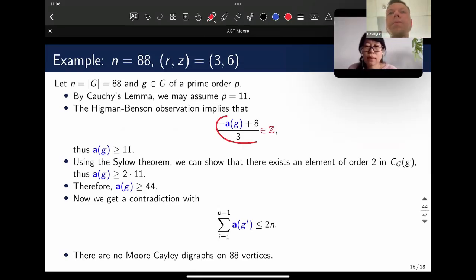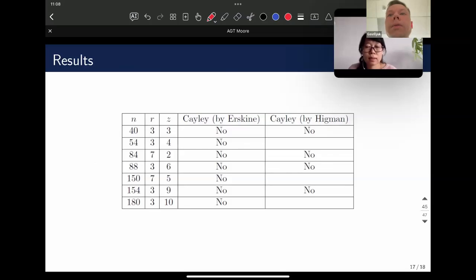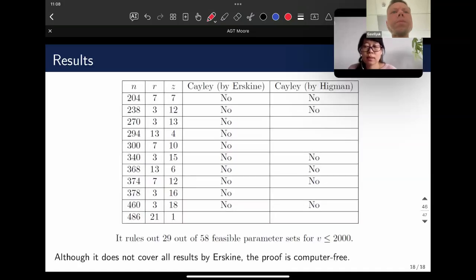But nevertheless, our proof is computer free, and moreover, we were able to go beyond this 486 bound. So we checked all feasible parameter sets up to 2000 vertices, and this observation rules out half of them, of all feasible parameter sets of Moore digraphs on up to 2000 vertices.